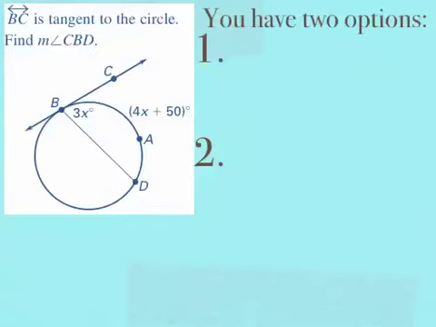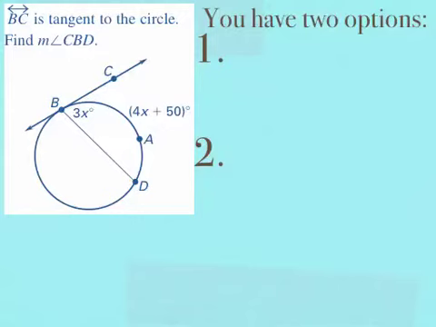This next example says line BC is tangent to the circle, and it asks us to find the measure of angle CBD. Notice they tell us angle CBD is 3x, and they tell us that the arc intercepted by that angle is 4x plus 50 degrees. We have two different options here, but the first thing we need to do to be able to find the measure of angle CBD is solve for x.